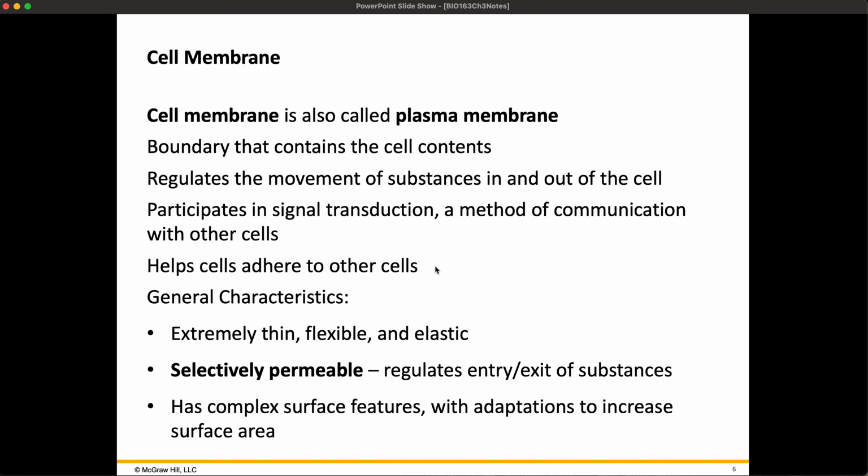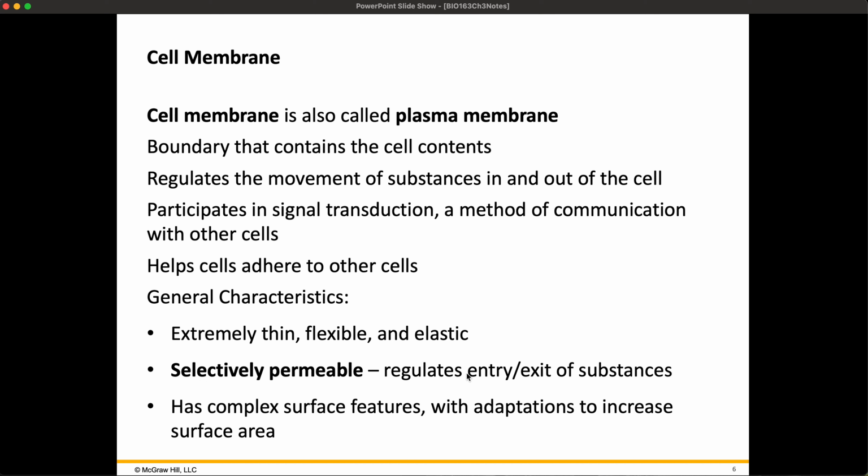There are some general characteristics of a cell membrane. It's very thin, flexible, and elastic, so it can move and shift with our bodies as pressure is applied or as fluid increases and decreases, and the pressure in those areas shifts. The cell membrane is able to shift with it as well. It is selectively permeable, so again, regulating entry and exit of substances.